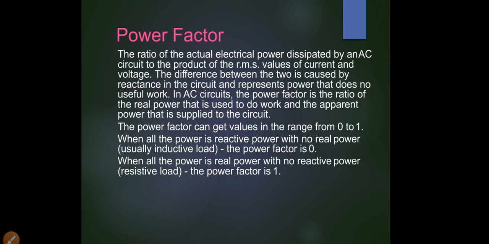The power factor is the ratio of the actual electrical power dissipation by an AC circuit to the product of the RMS value of the current and voltage. The difference between the two is caused by the reactance in the circuit, and it represents the power that does no useful work. In AC circuits, the power factor is the ratio of the real power that is used to do work and the apparent power that is supplied to the circuit. So this is the power factor. Therefore R by X is generally used.